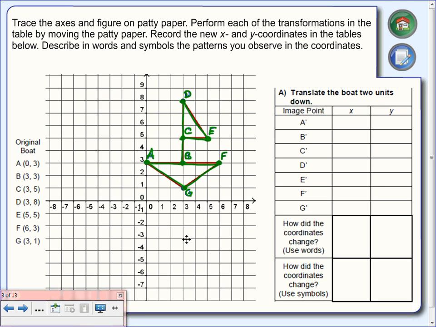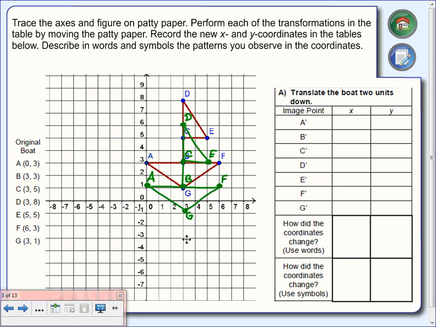All right, looks like most of you have it traced or just about traced. So what we're going to do now is part A says for us to translate the boat 2 units down. Now from geometry, the word translate, what does that word translate mean? Slide. So all they're asking me to do is take our little tracing paper and we're going to slide the boat down 2 units. So go ahead and do that. Take your boat, slide it down 2 units, and it's going to end up looking something like this right here.